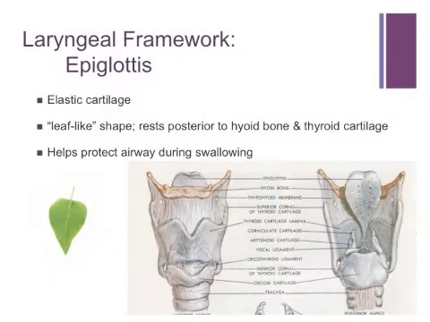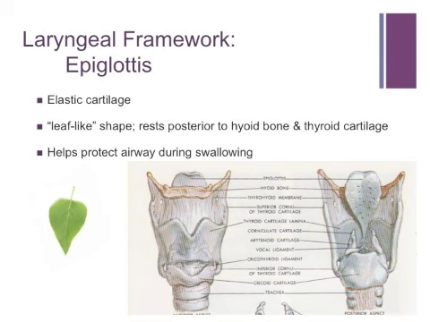The last cartilage of the larynx is the epiglottis. The epiglottis comes from the Greek word epi, meaning on top of or near, and the root word glottis, referring to the vocal folds. The epiglottis is the only cartilage of the larynx that is not made of hyaline cartilage. Instead, the epiglottis is made up of elastic cartilage.